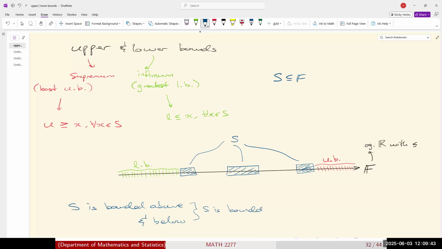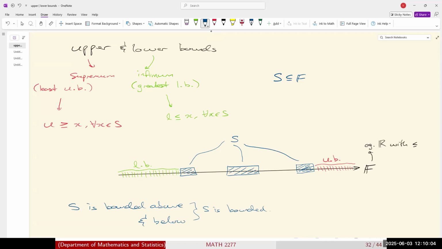Okay, so above and below means you are bounded. All right, so that's the idea of upper bounds and lower bounds. And again, the main thing to remember is that there are many upper bounds, many lower bounds. Right, we'll look at an example after this.